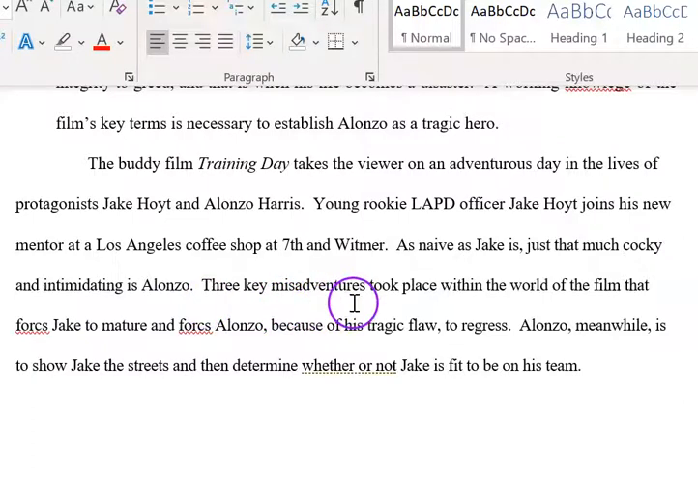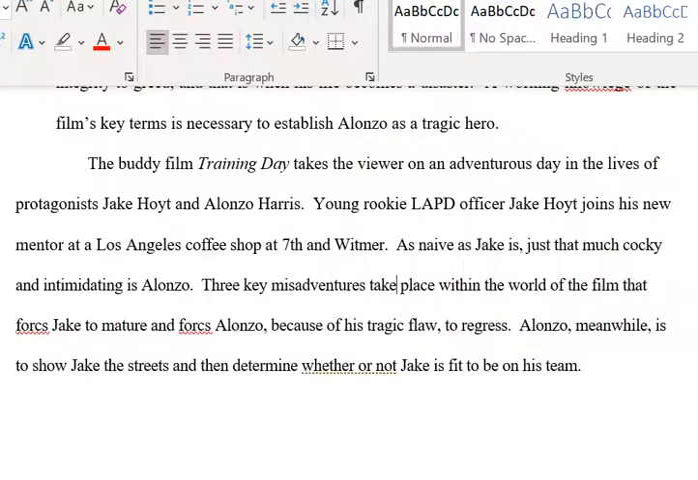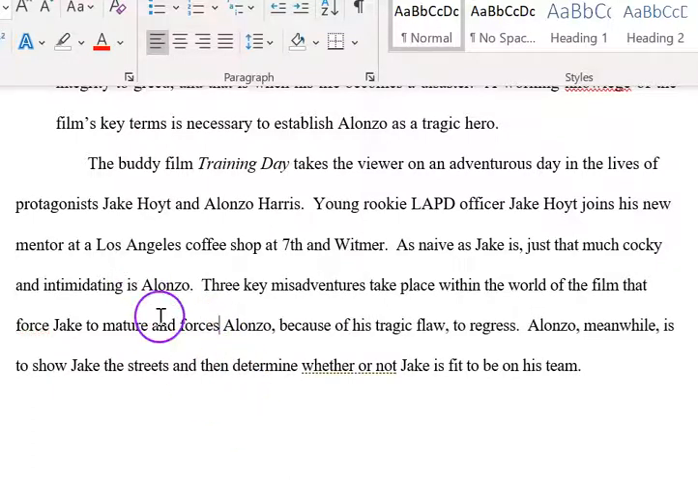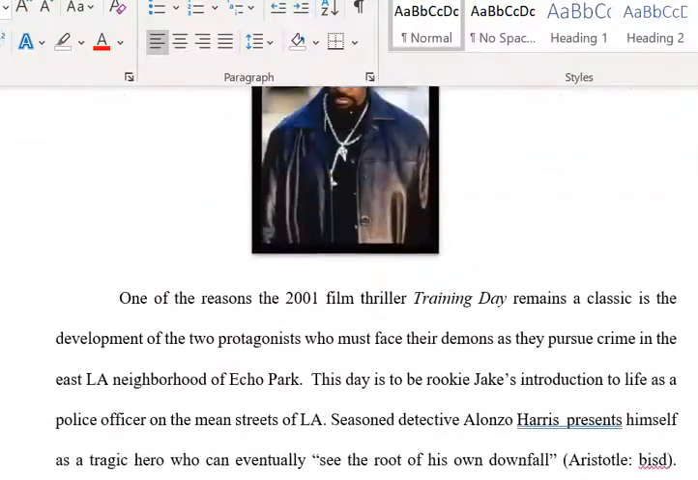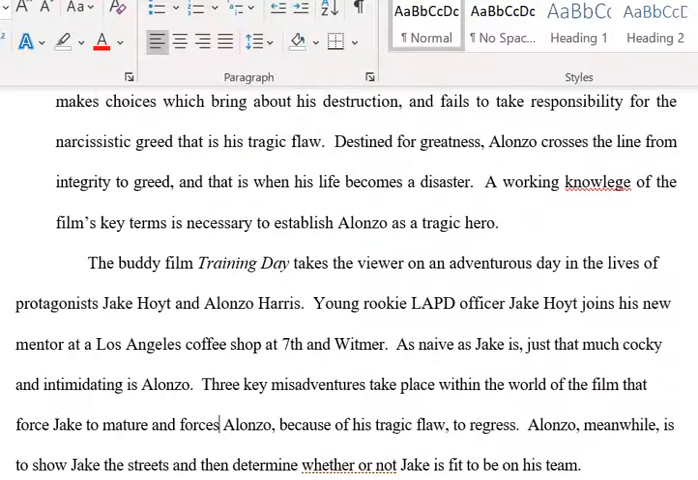Three key misadventures take place within the world of the film that force Jake to mature and force, when we change everything to present tense, force Alonzo, because of his tragic flaw, to regress. Alonzo, meanwhile, is to show Jake the streets and then determine whether or not Jake is fit to be on his team. Very nice.